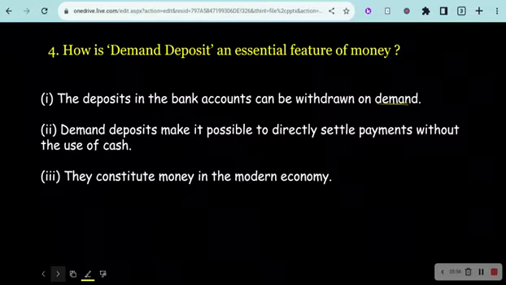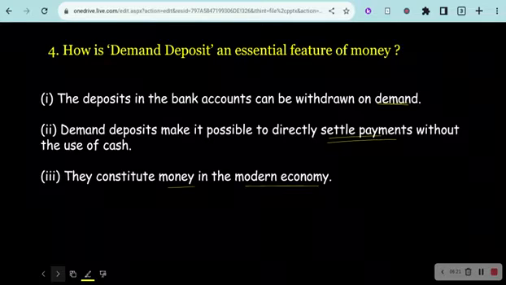That is demand deposit. That means whatever money I have deposited in the bank, I can withdraw it right now. Like I demand that I want money for this and this, I want to withdraw my money. So that is demand deposit. These deposits make it possible to directly settle payments without the use of cash. So without using cash, we can make settlements. All right, and they constitute money in the modern economy as well. In the modern economy, right now, they make up the entire economic structure.